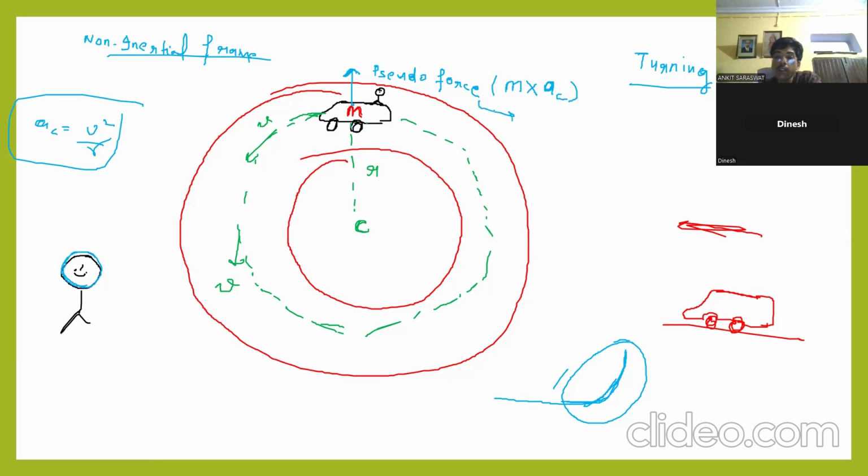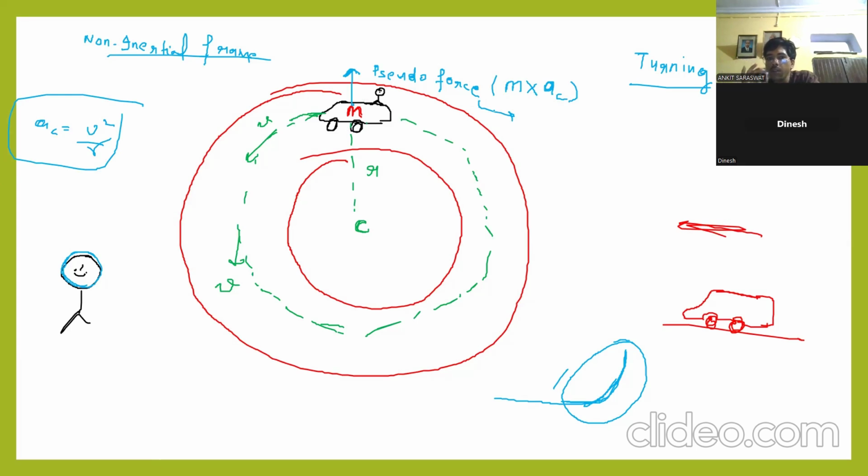Now, the pseudo force definition is the mass of the object on which the law is going to be applied, multiplied by the acceleration of the non-inertial frame as seen from the ground. If you look from the ground, there is no pseudo force because you are in the inertial frame. Pseudo force exists only when you are in the non-inertial frame.